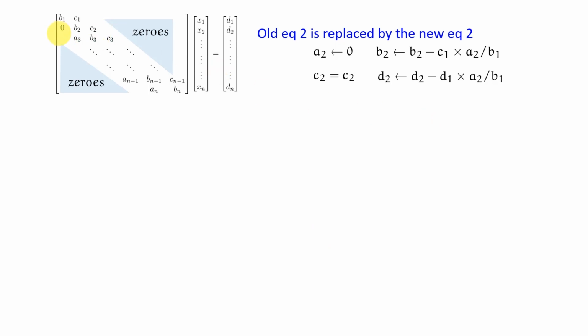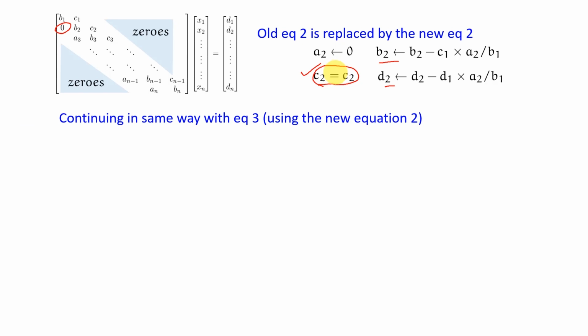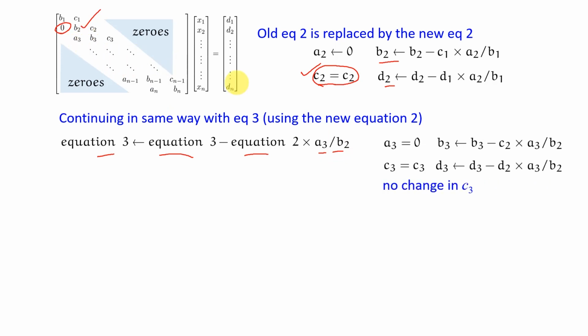After we replace it, I can see that here I have 0. My B2 and D2 have changed, while C2 remains the same, so there is actually no change in C2. A2 becomes, of course, 0. We can carry out the same thing for equation 3. At this point, I'll use B2 as my pivot. So the new equation 3 will be old equation 3 minus equation 2 multiplied by A3 by B2. With this A3 by B2 multiplication, my new A3 will be 0.